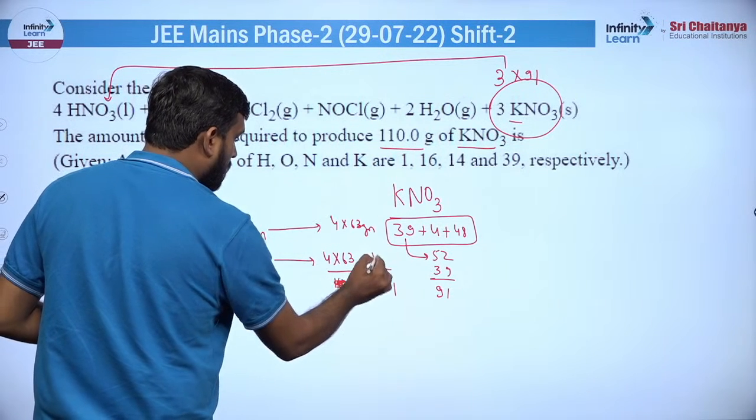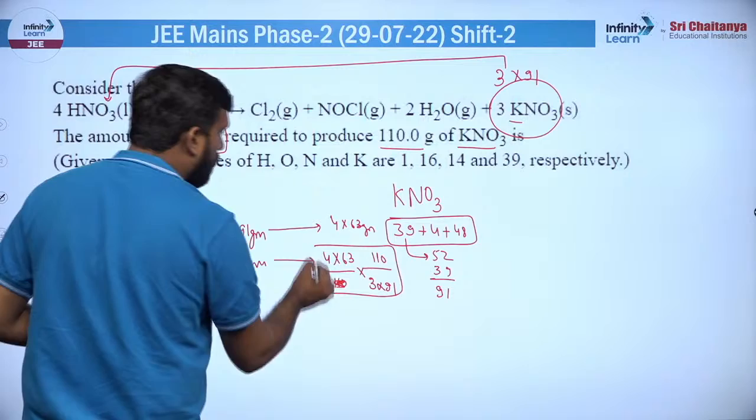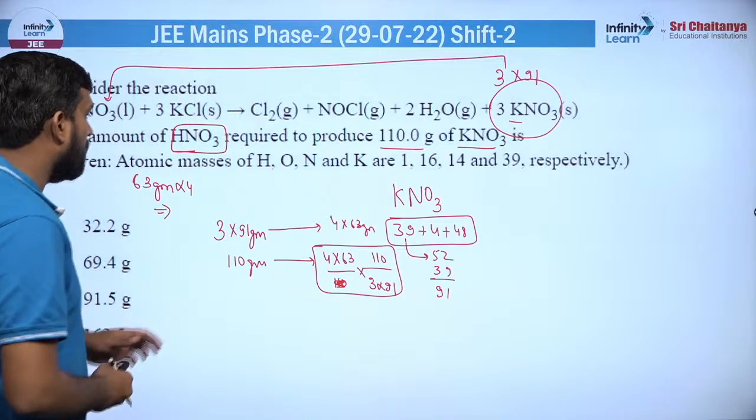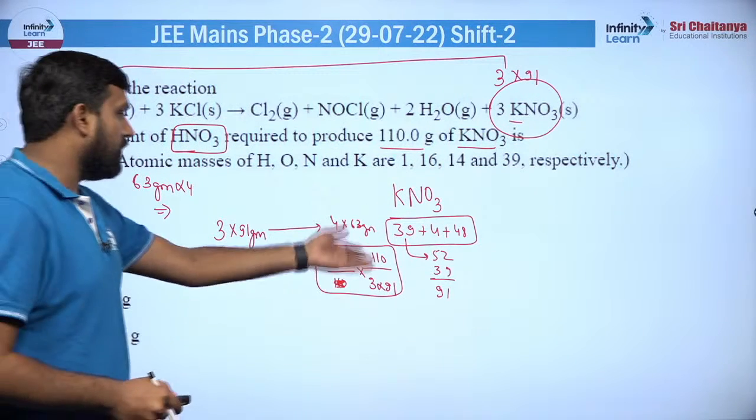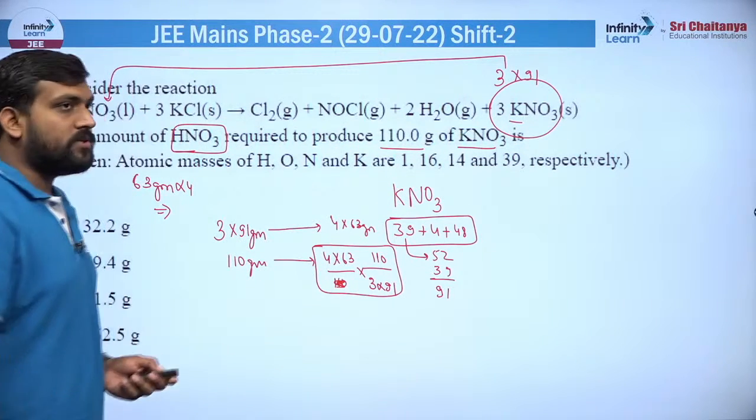Sorry, into 110. Okay, so this will be the amount of HNO3 that will be required to produce the 110 gram of KNO3. Okay, so just solve it and you will get your answer. Okay, going to the next question.